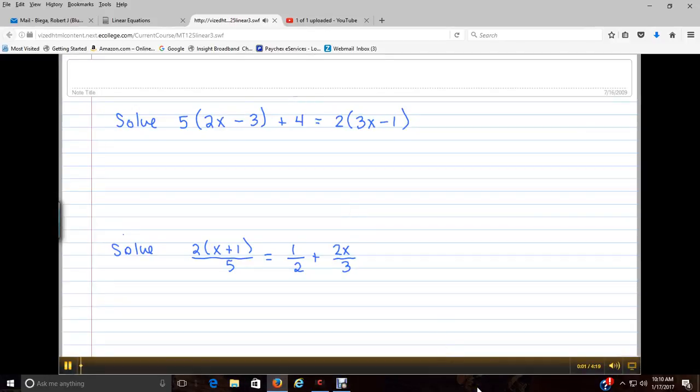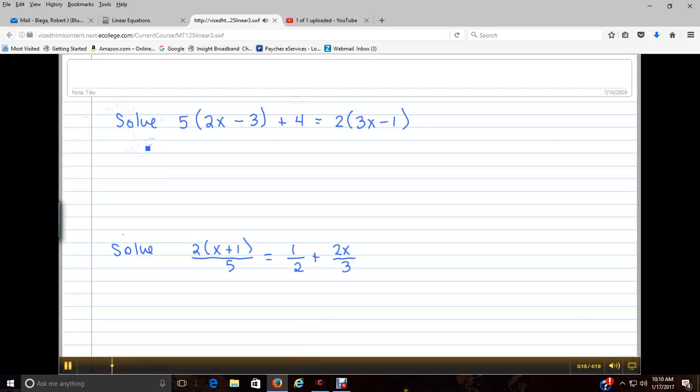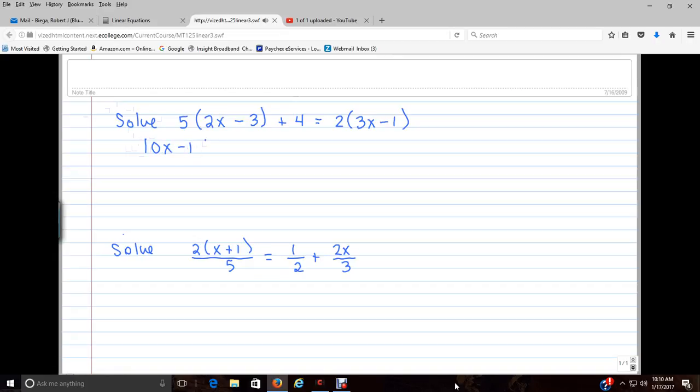Okay, let's solve these two equations. If we follow the steps in your notes, the first thing we do is clear fractions, but there's no fractions in this first equation. So now let's go to step 2. We want to distribute parentheses. So if we distribute the 5 through the parentheses, 5 times 2x is 10x, and 5 times 3 gives us a minus 15 there. And then we still have that 4 hanging out.